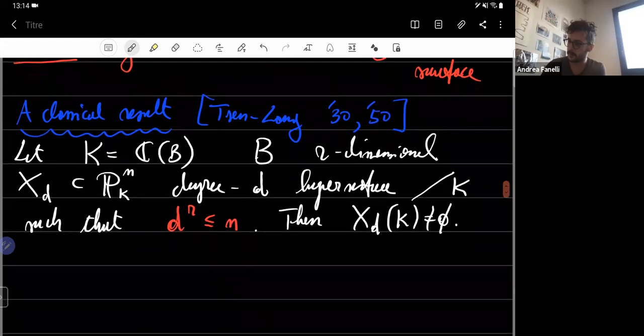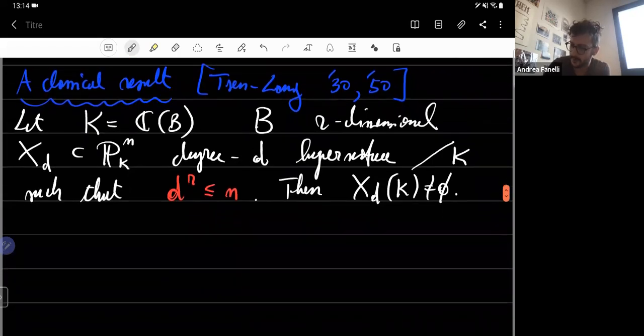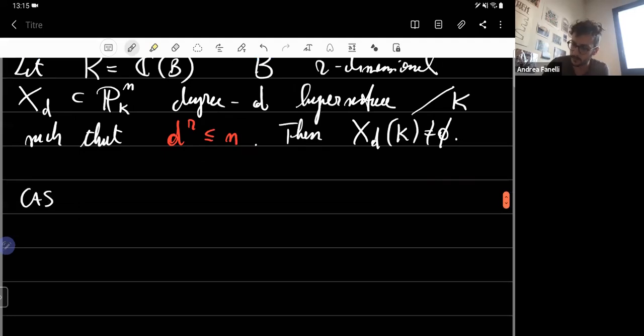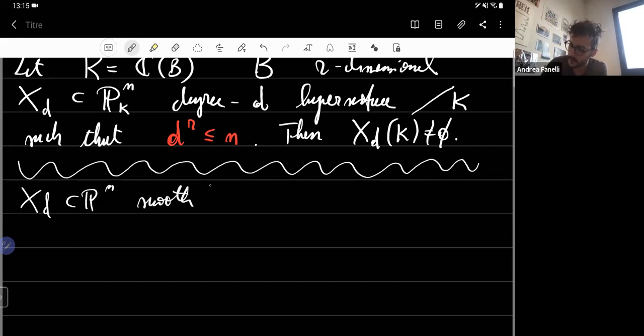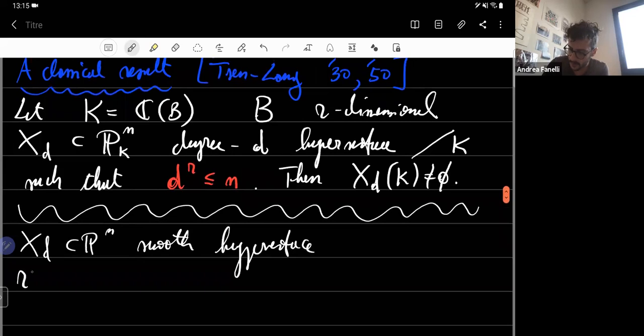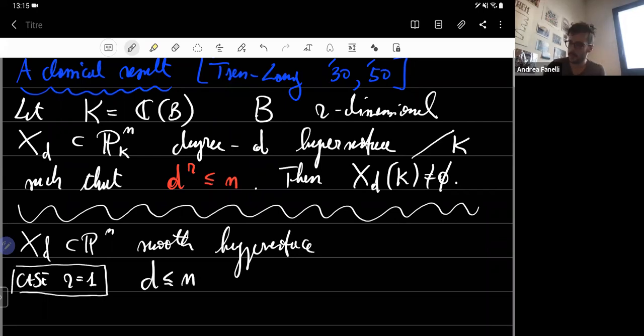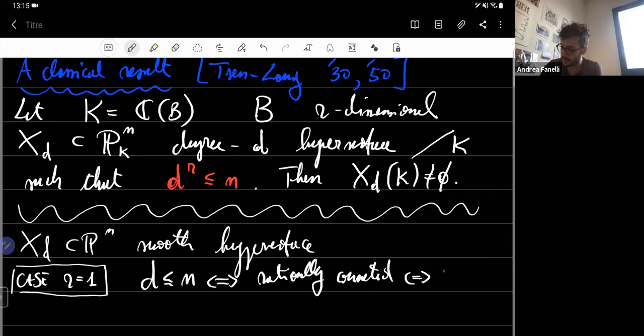Let me just write it down. So take X_d inside P^n, smooth to simplify, hypersurfaces. And let's look at the Tsen-Lang theorem for the case r equal 1. So you see you have this numerical condition, which is equivalent to being rationally connected, and is also equivalent to X_d Fano.